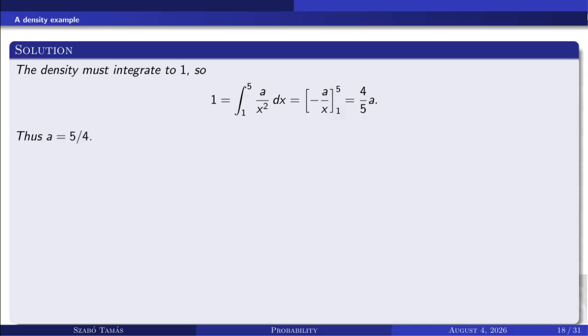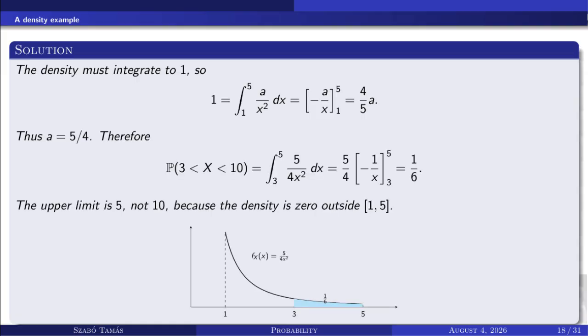Thus, a equals 5/4. Now, P(3 < X < 10) is the integral from 3 to 5 of 5 over 4x² dx, which gives 1/6. The upper limit is 5, not 10, because the density is 0 outside the interval from 1 to 5.